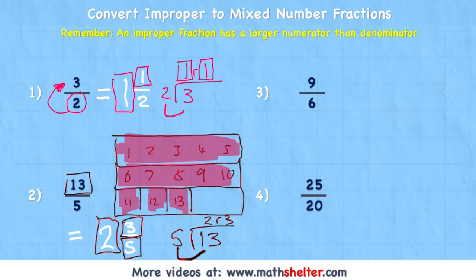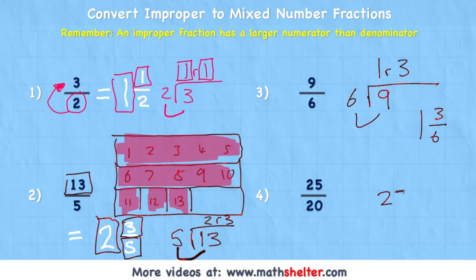Pretty simple, right? Let's have a look at this third example, 9 sixths. Now this time I'm not going to use my chocolate bars, I'm simply going to use my written method. So I have 9 divided by 6. How many 6's are there in 9? Well, there's 1. And then how many is left over? There are 3. So 9 sixths should be the same as saying 1 whole and 3 sixths left over. And finally, 25 twentieths. I'd have 25 divided by 20. How many 20's are in 25? There is 1, and there's 5 left over. So the actual answer is 1 and 5 twentieths.